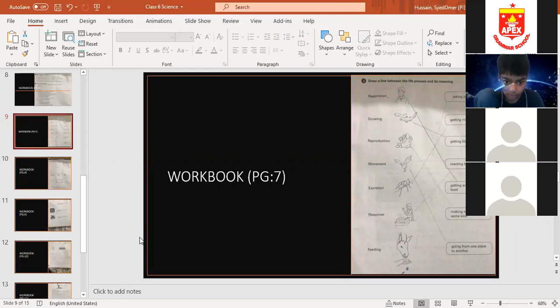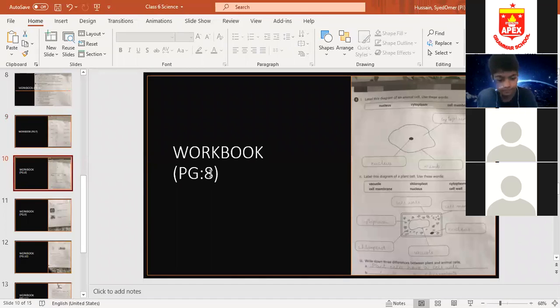Response means reacting to something. Excretion means to get rid of waste.